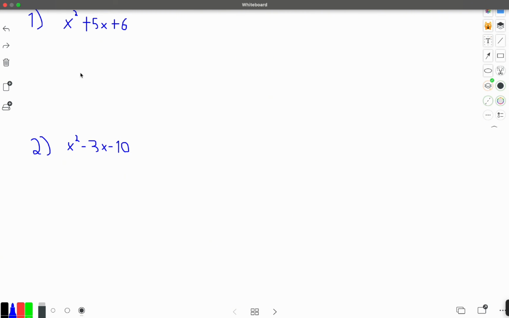We have x squared plus 5x plus 6. Now, this is a very simple trinomial, right? Since the leading coefficient is 1, we're going to find two numbers that multiply to give you the last term, which is 6, and then we're going to find two of the same numbers that add up to give you 5.